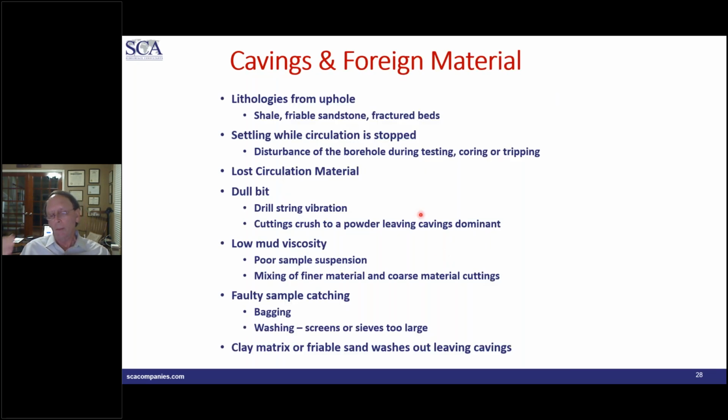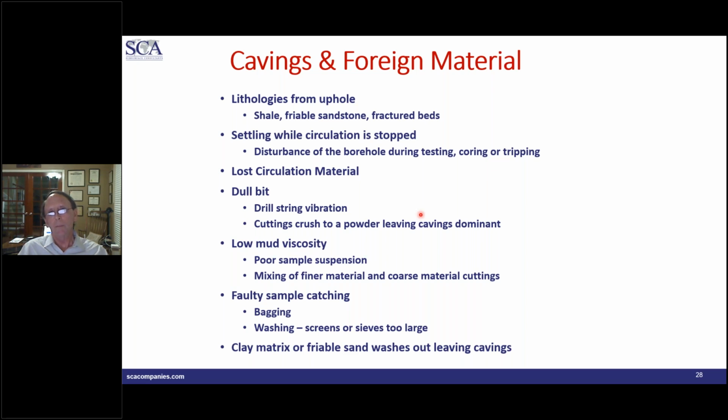So we've talked about identifying the individual types of rocks. Now, within cuttings specifically, we need to be able to identify cavings and pore material. What are these cavings? They're lithologies from up the hole. These would be shales. They might be friable sandstones. It could be fractured beds. Well, if we've been logging the well, we've seen these lithologies before, so we know that they're cavings. How do they get there?